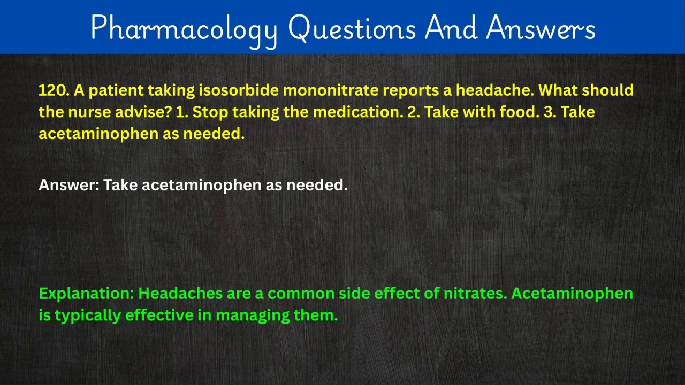120. A patient taking isosorbide mononitrate reports a headache. What should the nurse advise? 1. Stop taking the medication. 2. Take with food. 3. Take acetaminophen as needed. Answer: take acetaminophen as needed. Explanation: headaches are a common side effect of nitrates. Acetaminophen is typically effective in managing them.